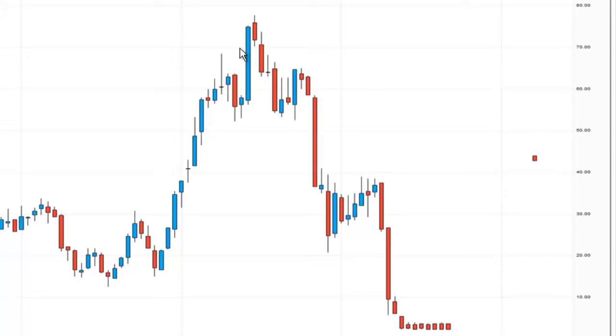And that may not sound like a whole lot, but think about it. You risked 20, you made 50. So if you risked 200, you made 500. So you made more than double your money on that trade because it was a profitable trade. And again, if you would not have got out, then your profitable trade would have turned into a losing trade.